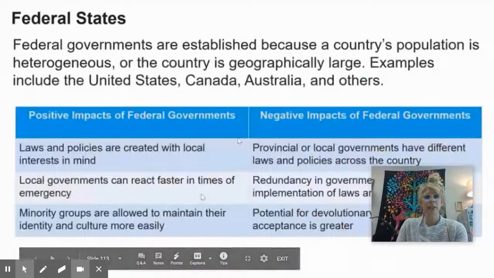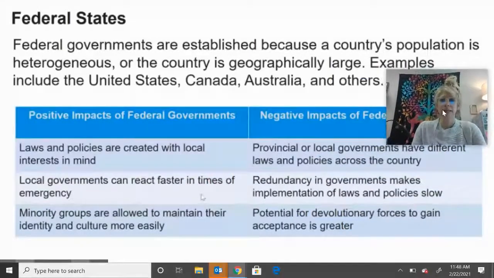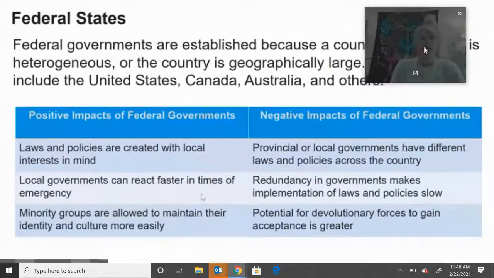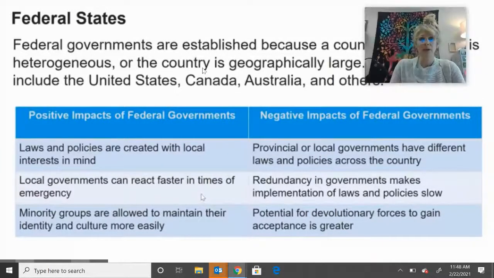All right, let's look really quick at some positives and negatives. So federal governments are established because a country's population is not homogenous, right? You're going to have a lot of diversity, where this usually works just like here in the United States. So some positives are laws and policies are created with more local interests in mind and what people on that local level need.